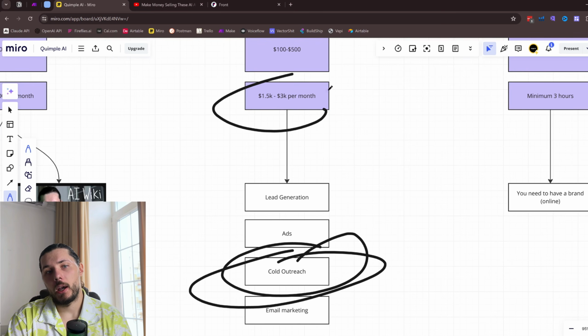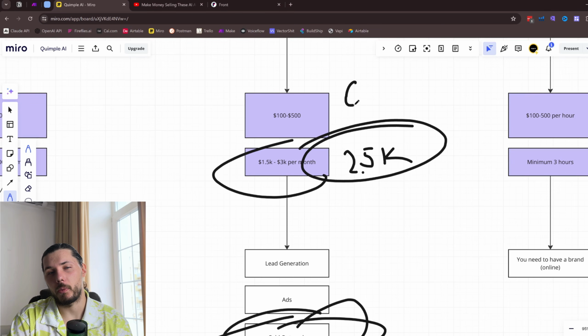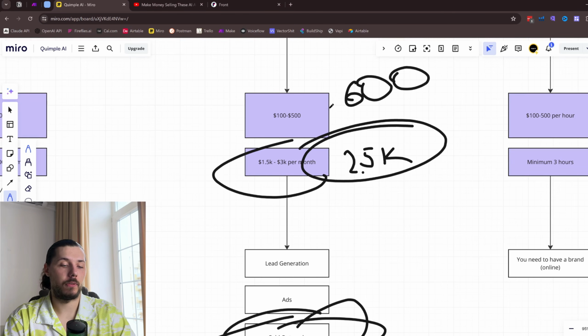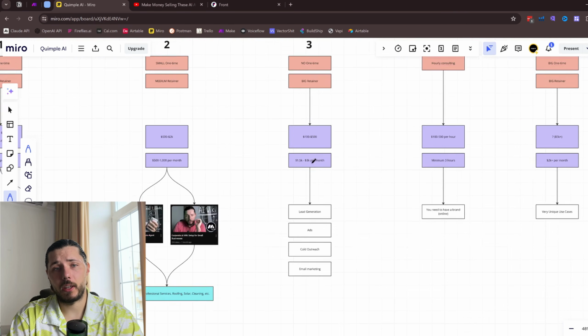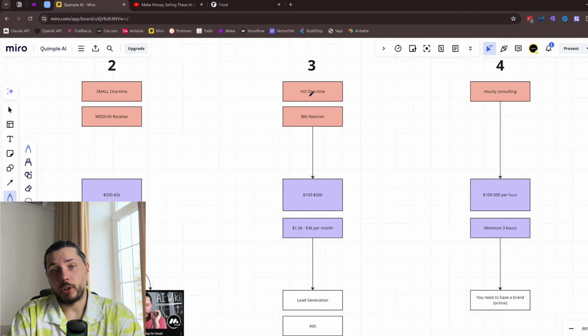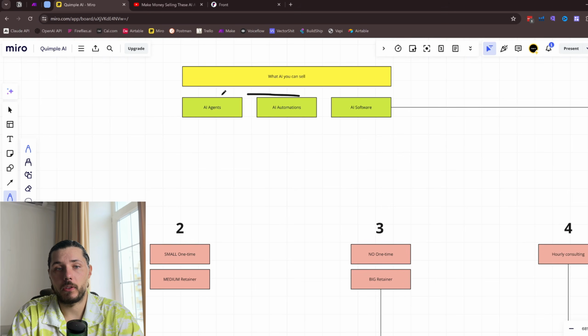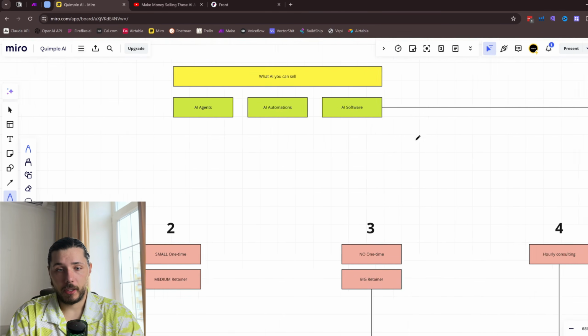So essentially, we charge them, I think, like $2.5K per month, and for the retainer, maybe we charge like $600 to set up everything. Anyways, yeah, I would classify this as a separate business model, when you are essentially just a marketing agency with this tool set of AI automations and AI agents.